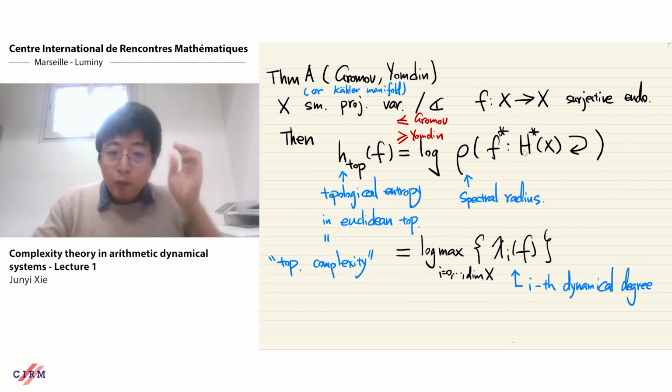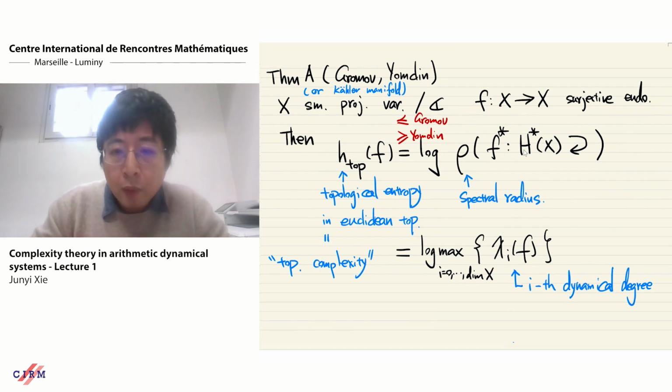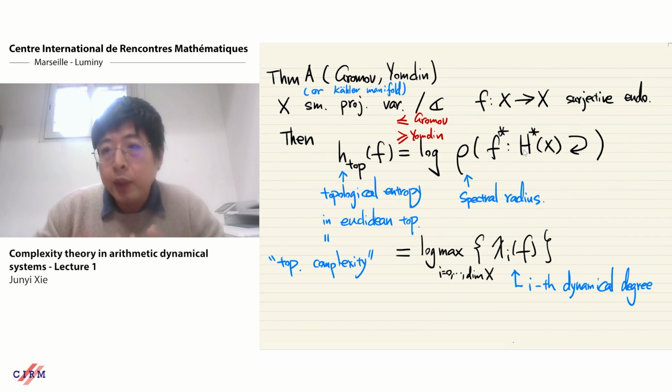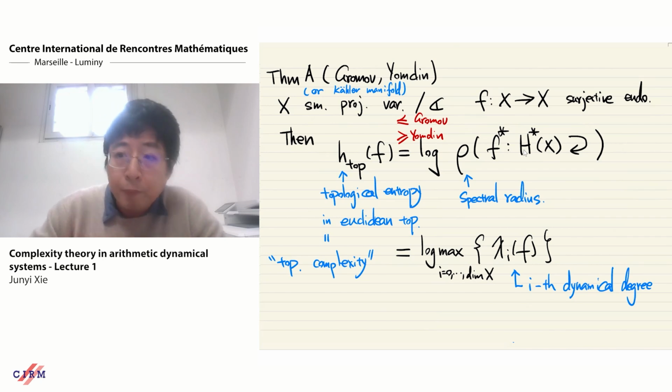And moreover, the right hand side you can write as the log of the maximum of all lambda_i(F), where these lambda_i(F) are the dynamical degrees. We will introduce the dynamical degree later. I think this is interesting because in general the topological entropy is very hard to compute, but in this case we show that this topological entropy is indeed an invariant from purely linear algebra.